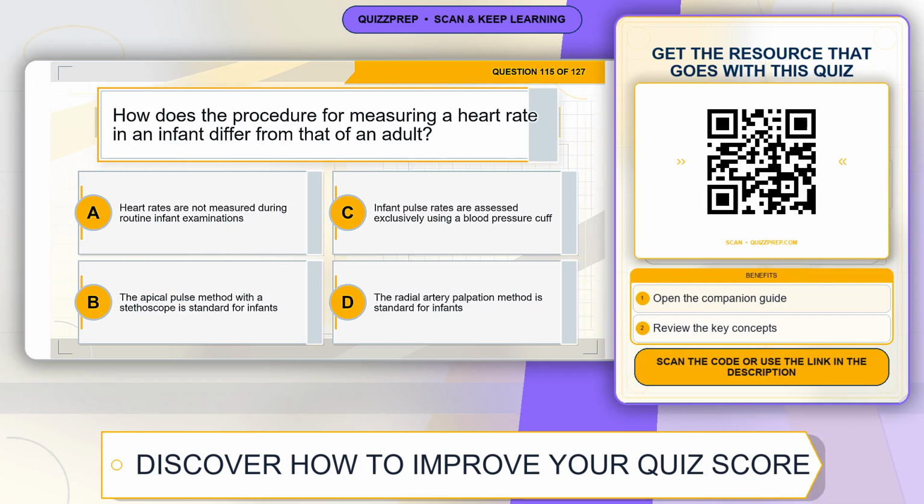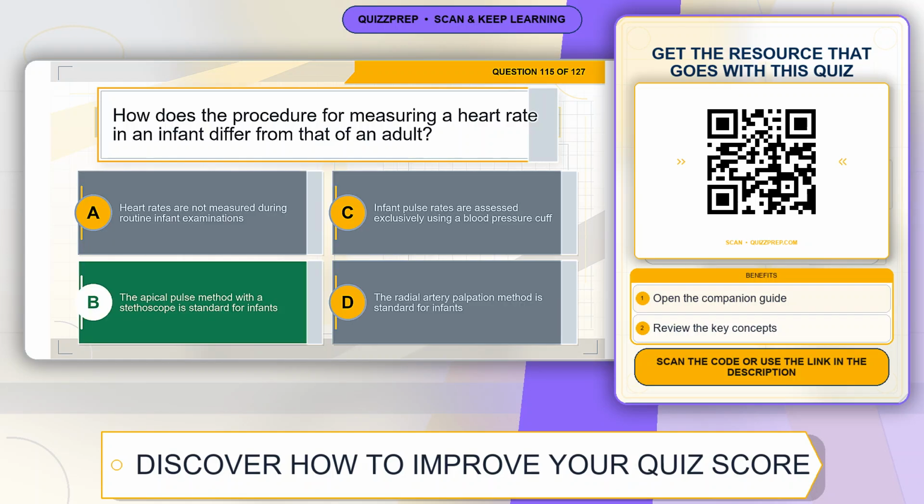Question 115. How does the procedure for measuring a heart rate in an infant differ from that of an adult? Option A. Heart rates are not measured during routine infant examinations. Option B. The apical pulse method with a stethoscope is standard for infants. Option C. Infant pulse rates are assessed exclusively using a blood pressure cuff. Option D. The radial artery palpation method is standard for infants. The correct answer is option B. The apical pulse method with a stethoscope is standard for infants.